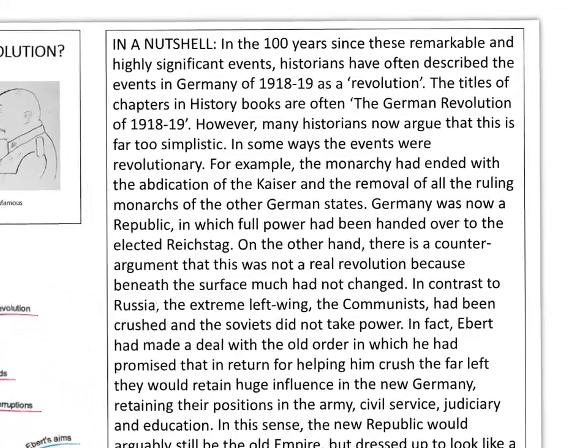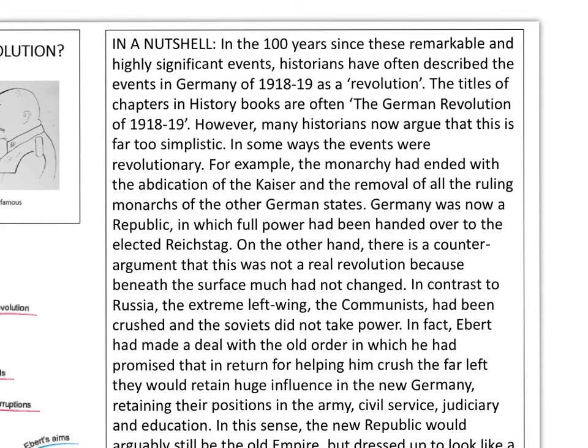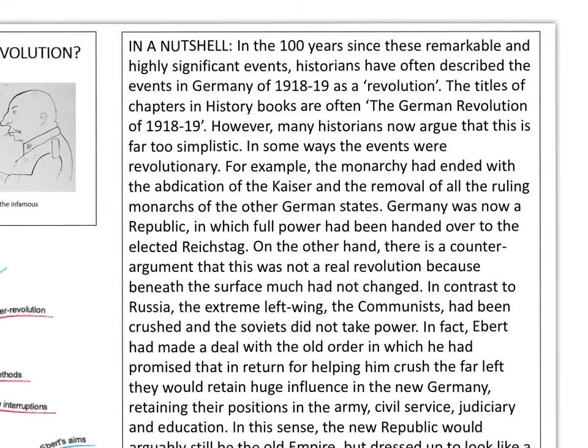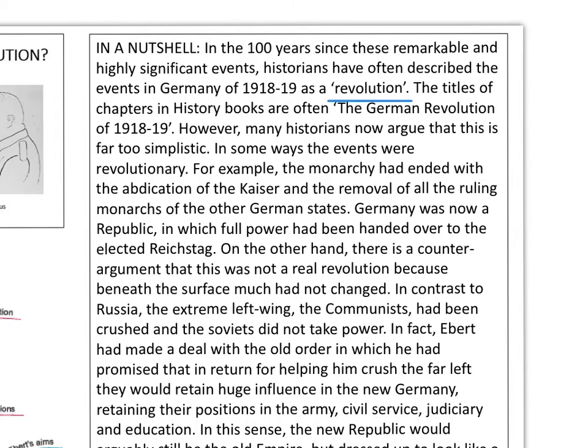So in a nutshell, in the 100 years or so since these really remarkable and highly important events, historians have often described these events as a revolution. So you look at the history books, and the chapters will often call it the German Revolution of 1918 to 1919. But many historians, especially in recent years, now argue that is a very simplistic title. It's a bit misleading. Yes, in some ways, what happened and the events that you have been learning about were revolutionary. So what are the arguments that would say it was a revolution?